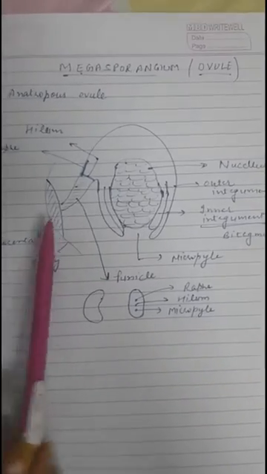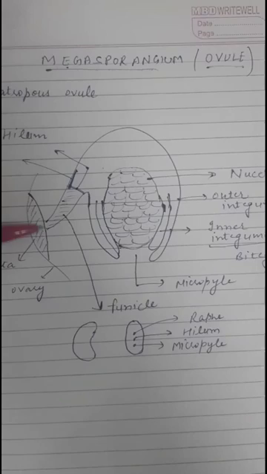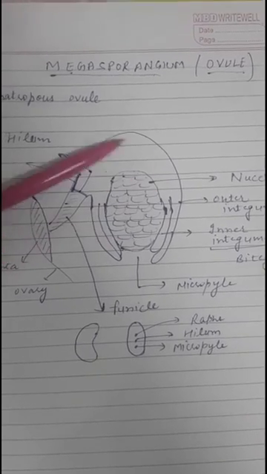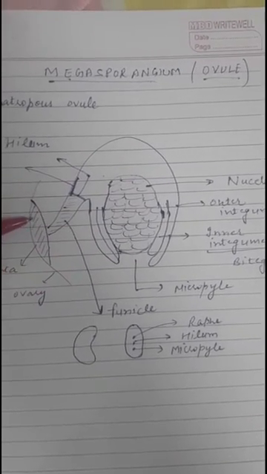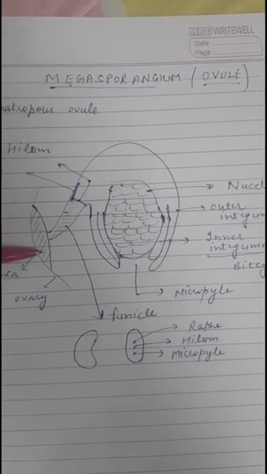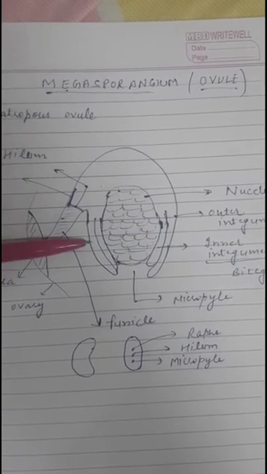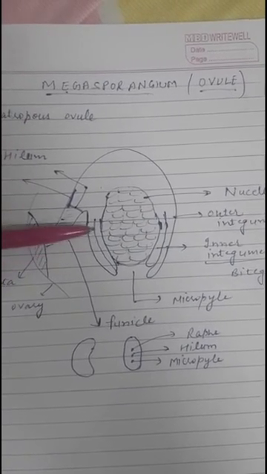So here you can see this is the ovary part, and the tissue by which the ovule is connected to the ovary is called placenta. So this tissue is called placenta. There are different kinds of arrangement of ovules inside the ovary. This one is the anatropous ovule, the most common type.